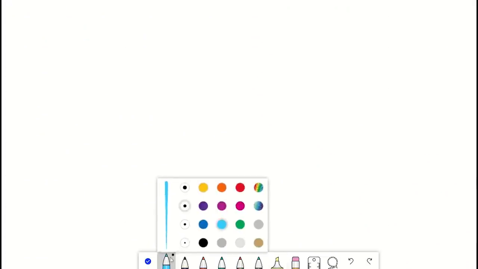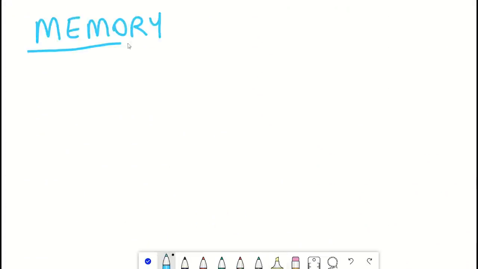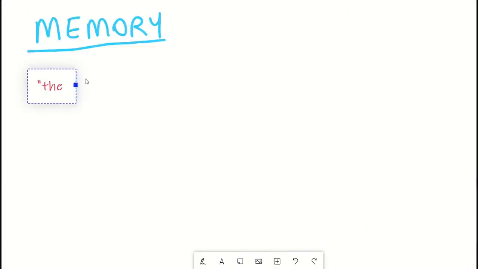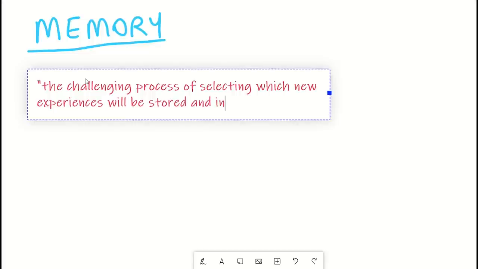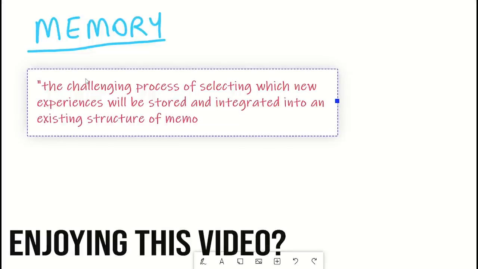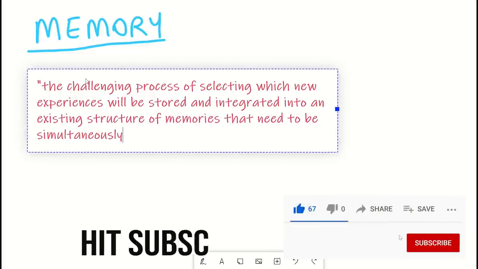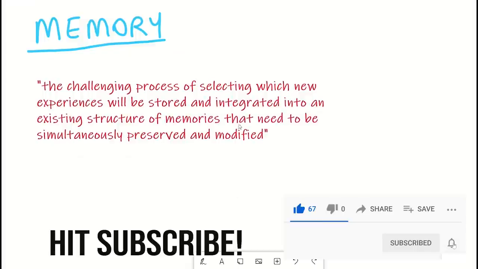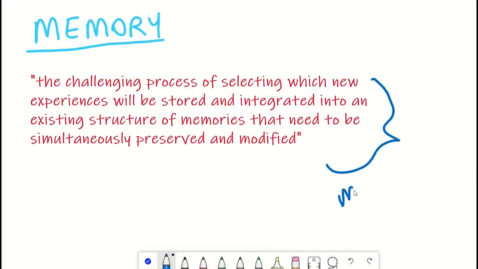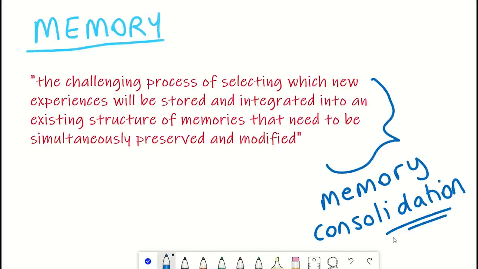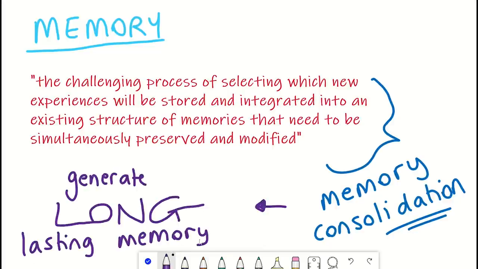Now, we had a fun definition of sleep, so here is one of memory formation: the challenging process of selecting which new experiences will be stored and integrated into an existing structure of memories that need to be simultaneously preserved and modified. This process is also more formally referred to as memory consolidation, which results in the generation of long-lasting memory traces. So when we recall the same information during wakefulness, those same memory traces are activated.